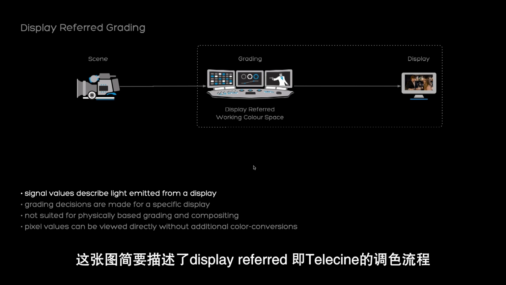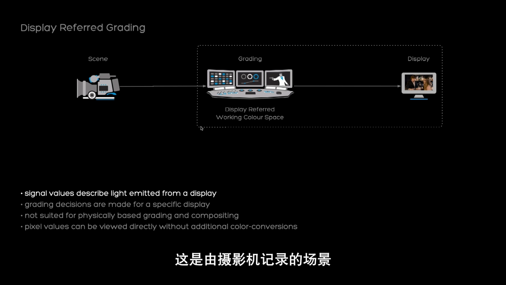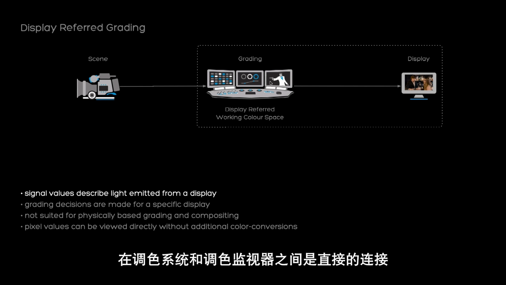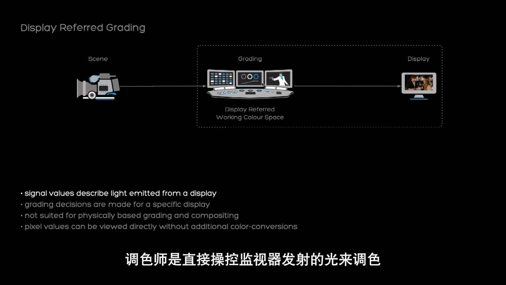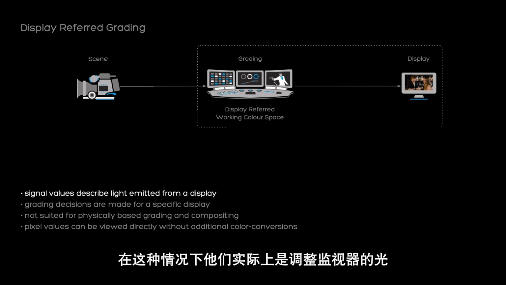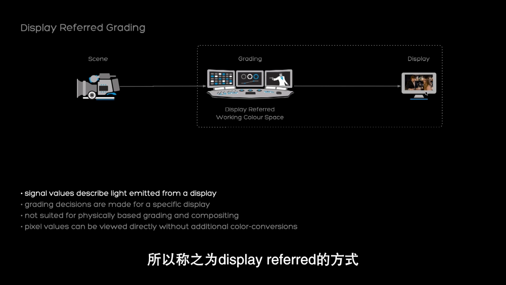On this slide, we have a more simplified way of looking at the display-referred telecine style grading workflow. So we have the scene that is shot by a camera, we have our color grading, and we have our grading display. There is a direct connection between the grading system and the display, and the colorist starts turning the wheels and the knobs, etc., until the image looks nice on that display. So the colorists are directly manipulating the light that is emitted from the display. So they are really grading the light on the display here in that case. That's why it's called display referred.